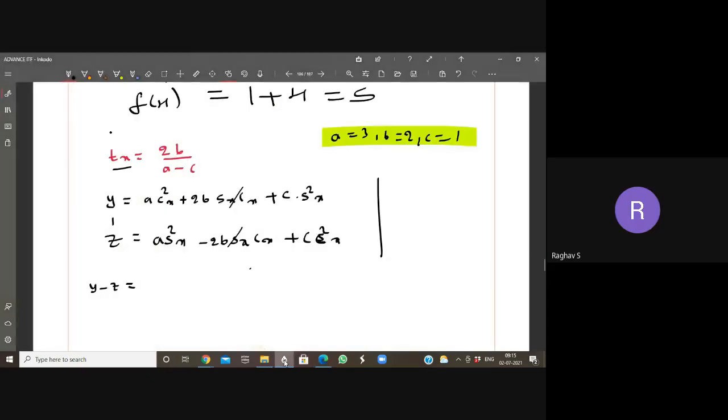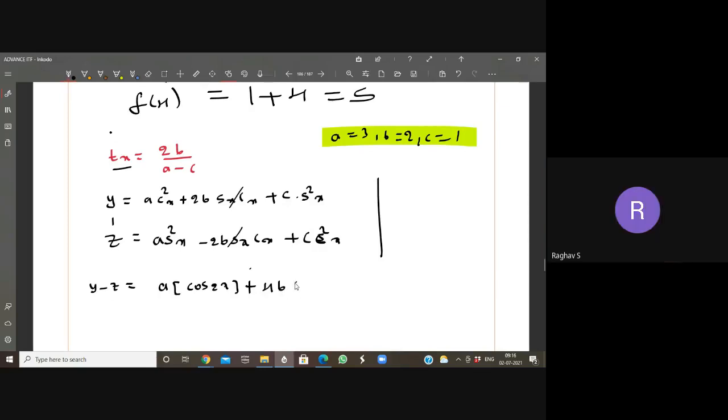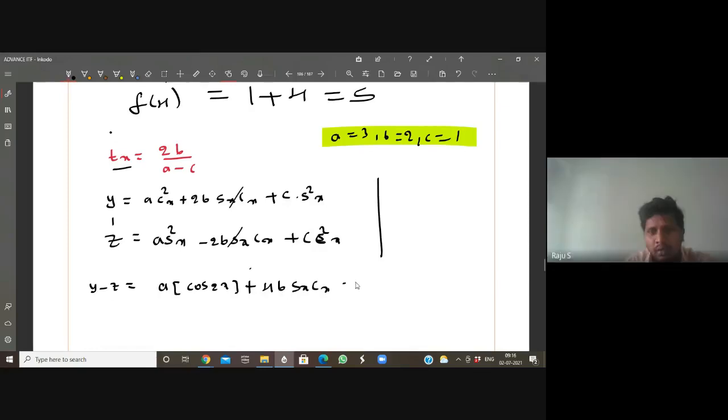Okay, no problem. So my suggestion is try to give some values instead of simplifying. Simplification is not that easy. See, when I do y minus z, a is common, then cos square minus sin square is the cos 2x formula. Minus to minus, here plus 4b, that's 4b sin x cos x. Now here c into minus cos 2x. sin square minus cos square is equal to minus cos 2x.